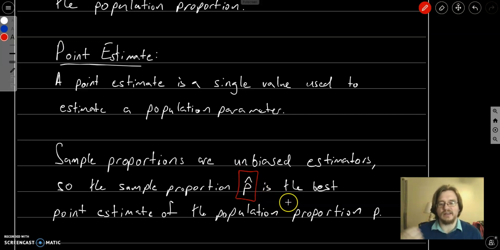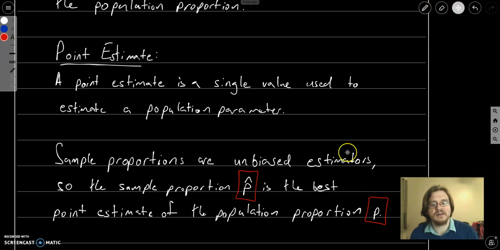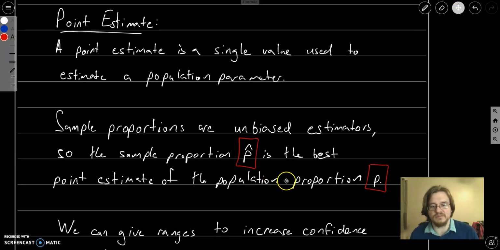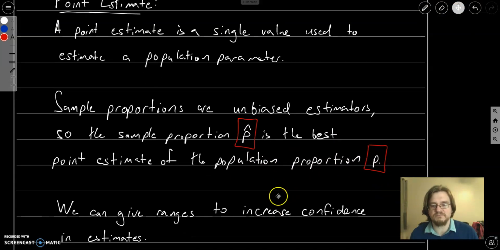So if you were to go out and ask 100 people if they played sports in high school, this would be a sample proportion. But if you were to go to the entire population and ask if they played sports in high school, we would represent that proportion with just a p. So p hat is just for a sample and p is for the entire population.